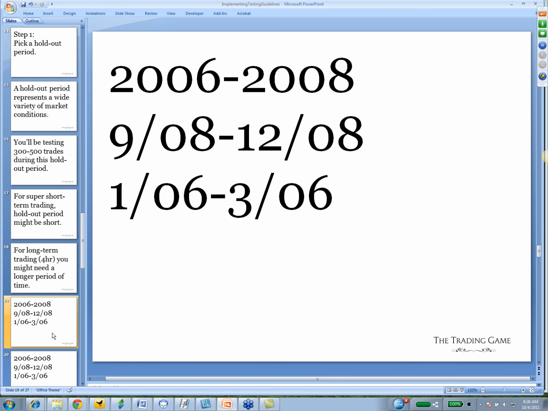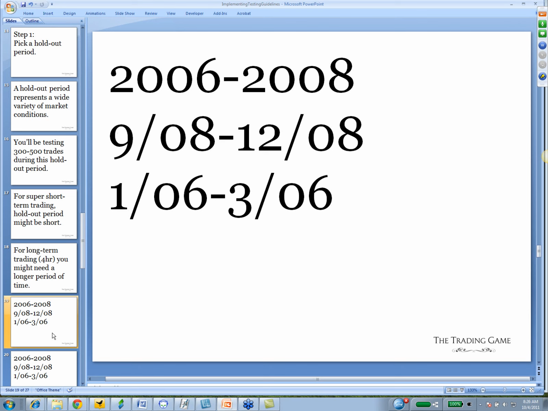For example, you might choose for Hector pivot bias trading, which in some cases could trade 4 days a week, and in other cases 2 days a week, a holdout period of 3 or 4 years. Something from 2006 to 2008 or 2009. If you were a super short-term trader from the 1-minute chart, and you took maybe 20 trades a week, you could choose a holdout period from September of 2008 to December of 2008 and combine that with January of 2006 all the way through March of 2006.